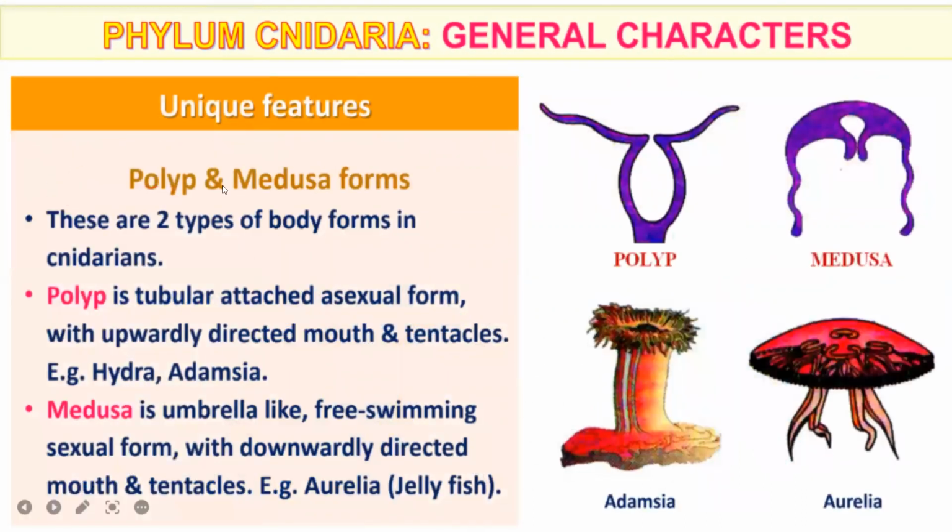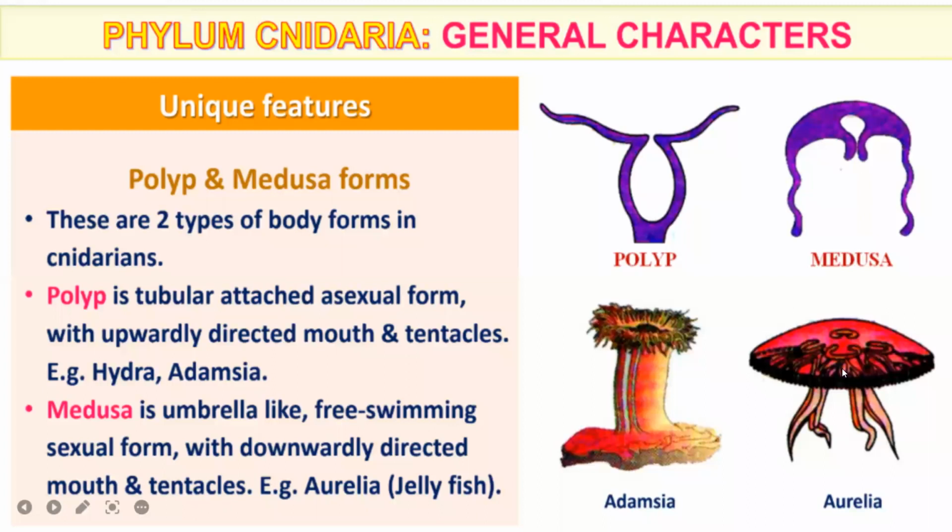Then unique features: polyps and medusa. Polyp is this type. Medusa is jellyfish type. This is polyp, like hydra. And the other one is jellyfish type. A polyp is a tubular attached asexual form with an upwardly directed mouth and tentacles. Examples: hydra and adamsia. So you have to remember hydra in polyp.